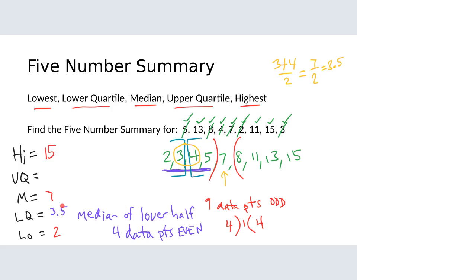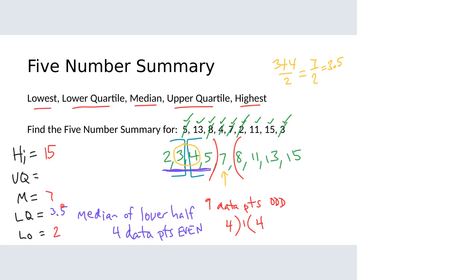3.5 is not one of the data points in this data set, but that's okay. Just like the mean doesn't have to be a data point, the median doesn't have to be a data point, the lower quartile doesn't have to be a data point either. It's an indication of where we cut the data set into 4 equal parts. That's where we would cut it. Let me know if you have any questions about anything we're doing.